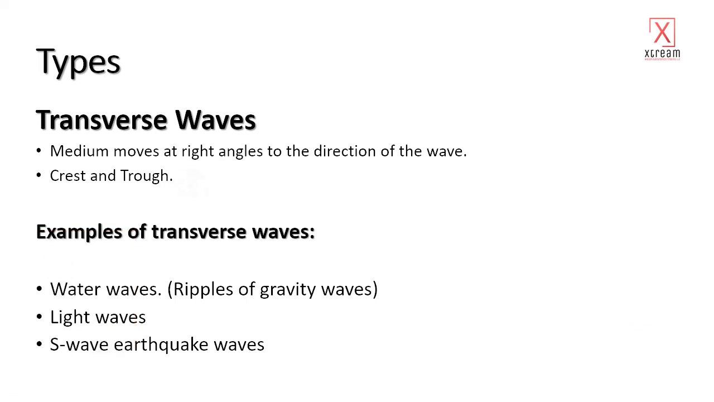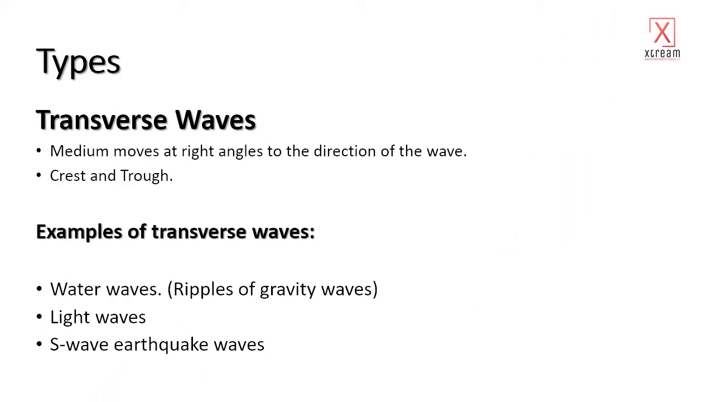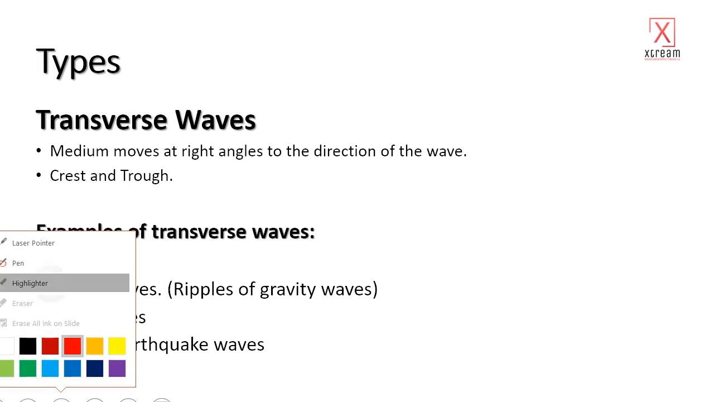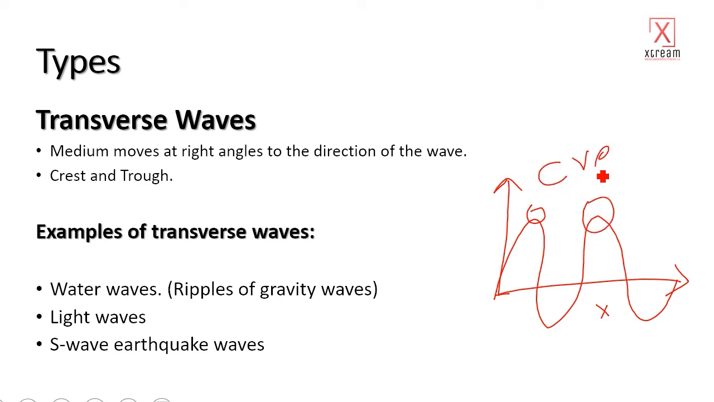Also, we have one term, the crest and the trough. We have this graph, and here we have a wave like this. The highest points, the highest amplitude above the x-axis, are called the crests, and the ones below are called the troughs of the wave.